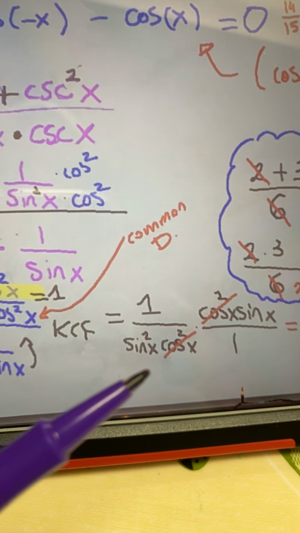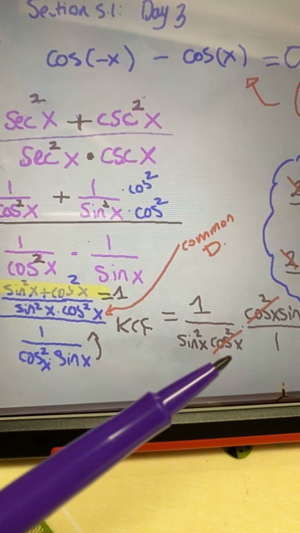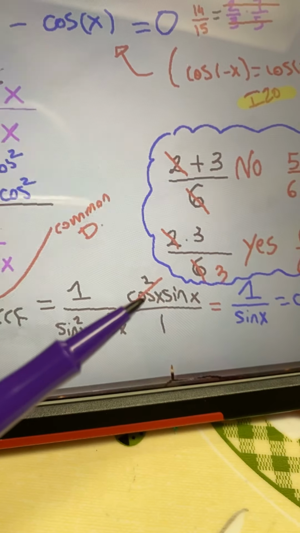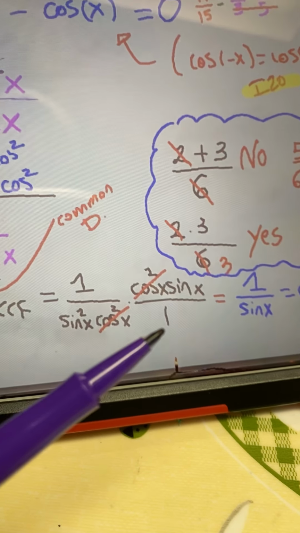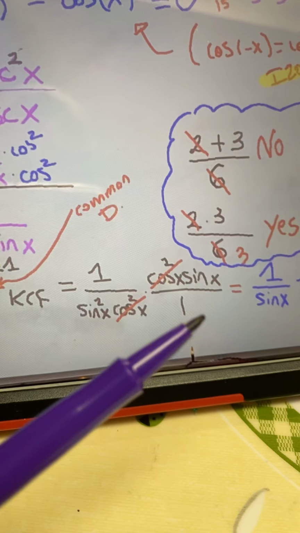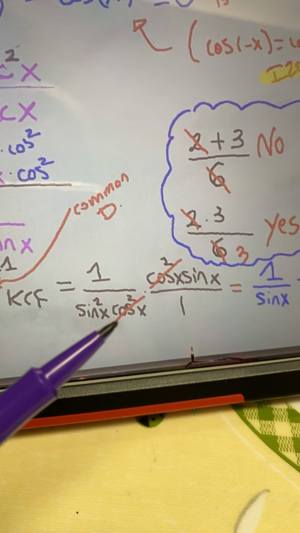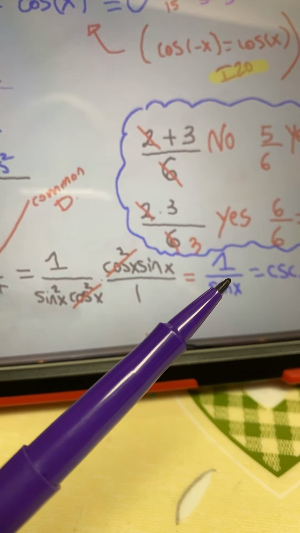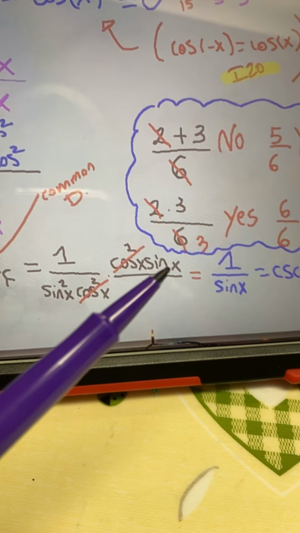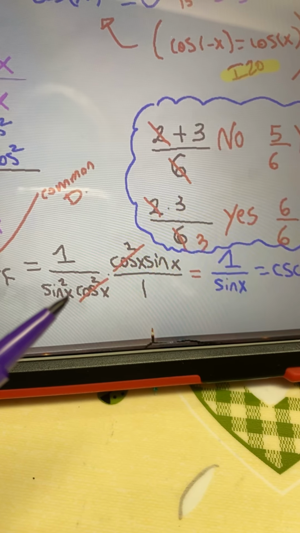So 1 over sine squared multiplied by cosine squared, multiplied by the flip of that. So cosine squared multiplied by sine over 1. Keep, change, flip again. 1, 1 cancel out. Cosine squared cancels out. And you're left with 1 over sine. How do I know 1 over sine? Because sine over sine squared.